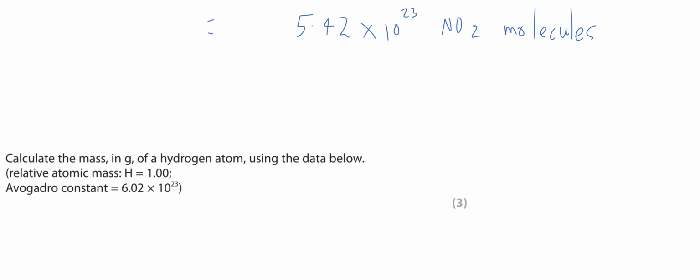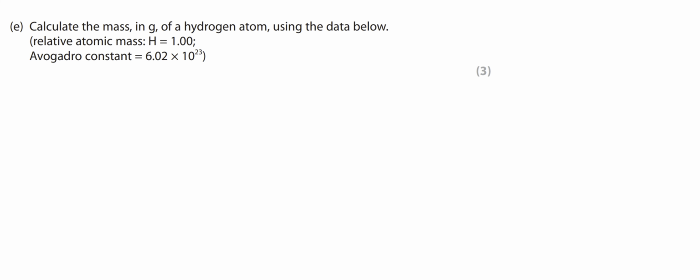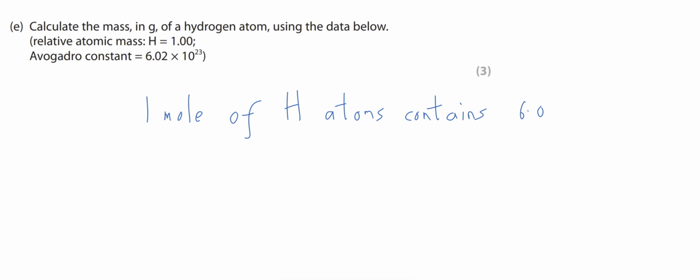Second question. Calculate the mass in grams of a hydrogen atom using the data below. Relative atomic mass of hydrogen is 1. The Avogadro constant is 6.02 times 10 to the 23. So the Avogadro constant tells you that 1 mole, in this case, of hydrogen atoms contains 6.02 times 10 to the 23 hydrogen atoms.